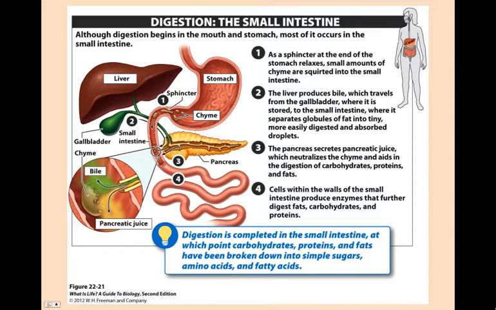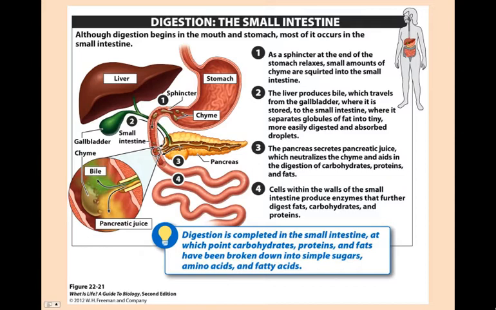Most chemical digestion actually occurs in the small intestines, a long thin tube connected to the stomach. It's about 20 feet long and winds all around your abdominal cavity. The small intestine begins its job of chemical digestion once the sphincter muscle at the end of the stomach relaxes, creating an opening through which small amounts of chyme are squirted. The macromolecules of chyme are gradually digested with the help of the pancreas and the liver.